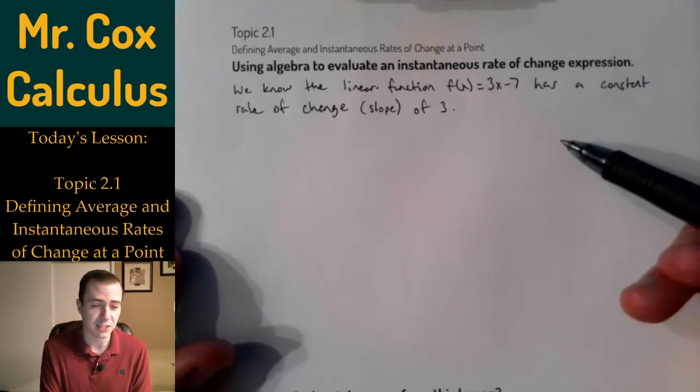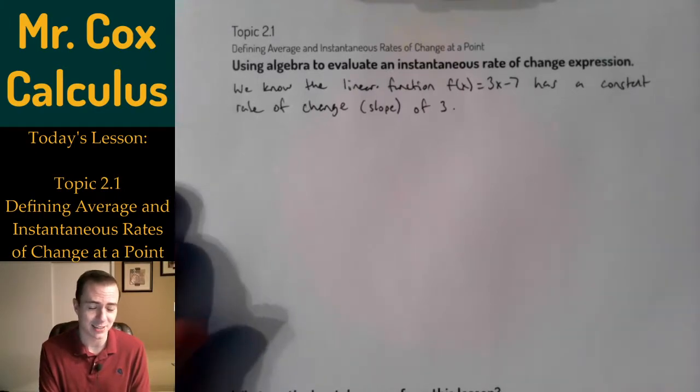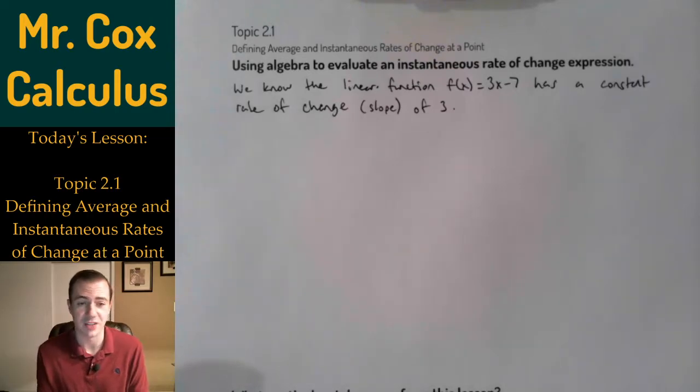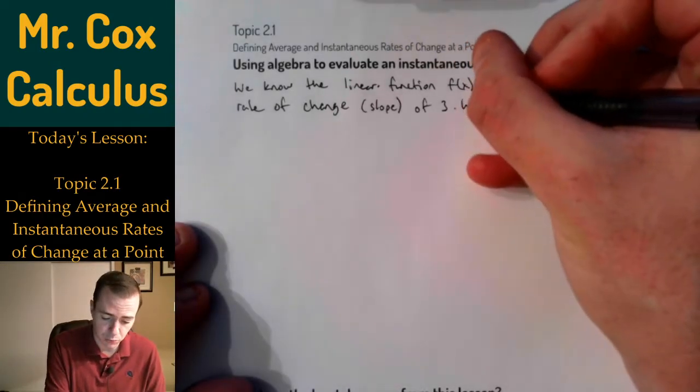But what I really want us to focus on, if we know that it has a constant rate of change, meaning that at any given point, the rate of change at that point is 3, then the expression that we wrote in the previous video should work and should come out to 3. So let's write that expression.